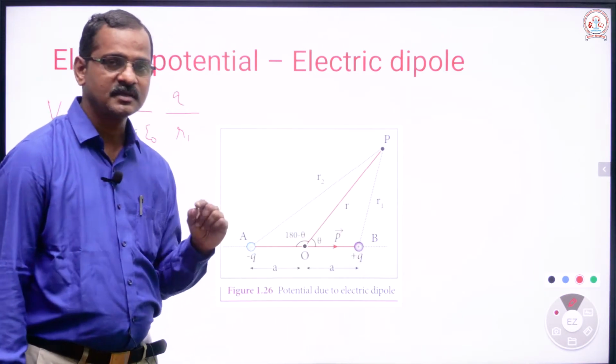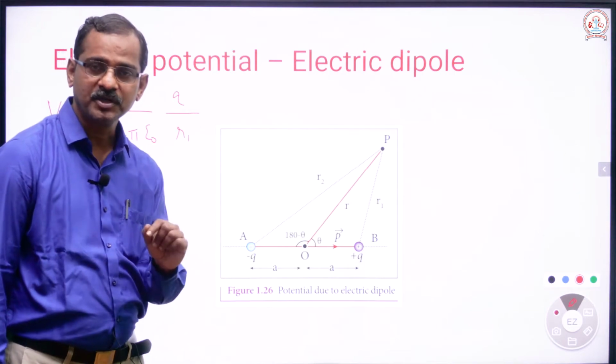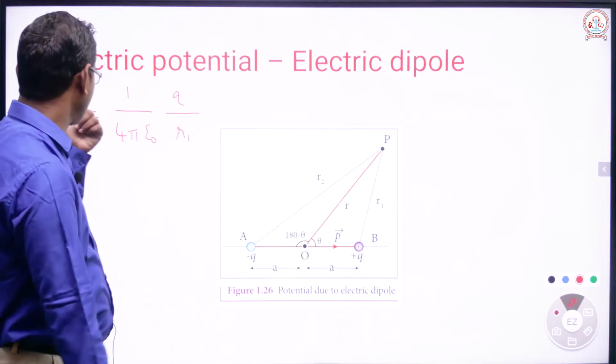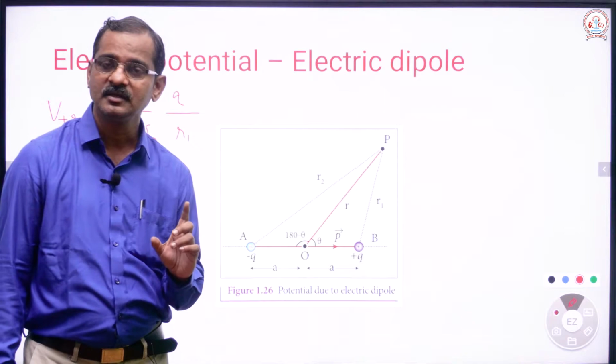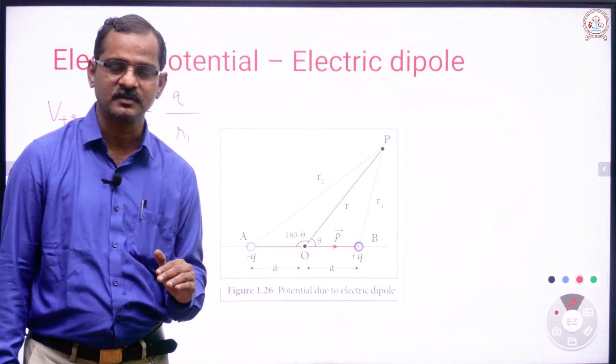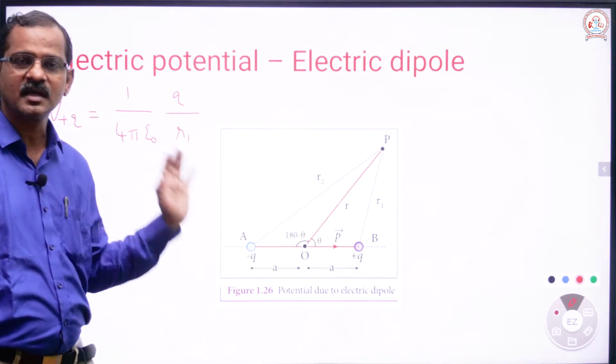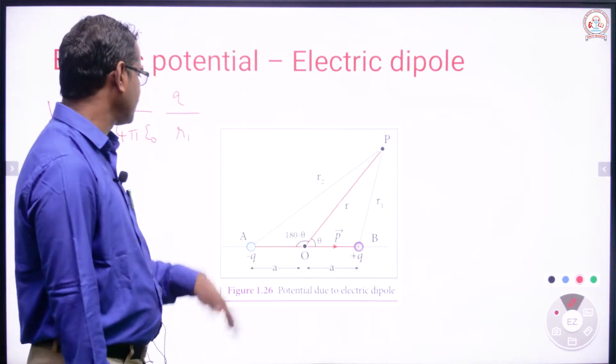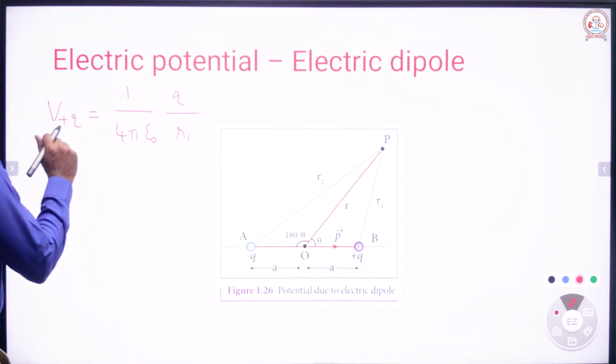Electric potential is a scalar quantity. We should not mention an arrow mark. Electric field is a vector quantity, it has a specific direction. Electric potential is a scalar quantity, it is not a vector quantity, so an arrow mark is not necessary.